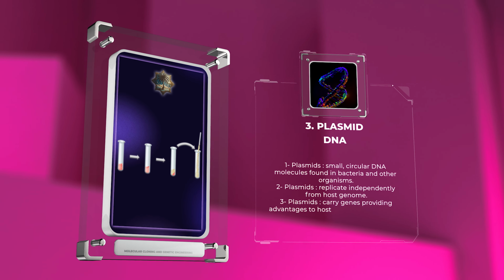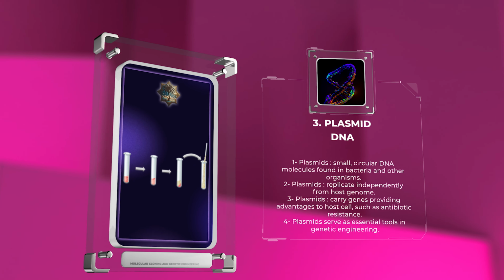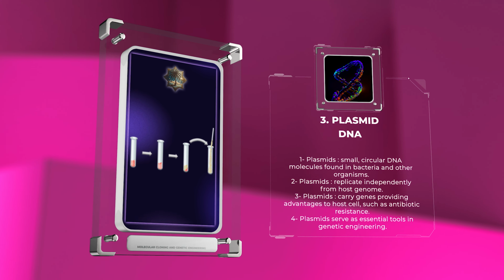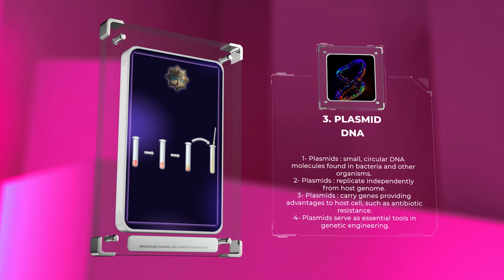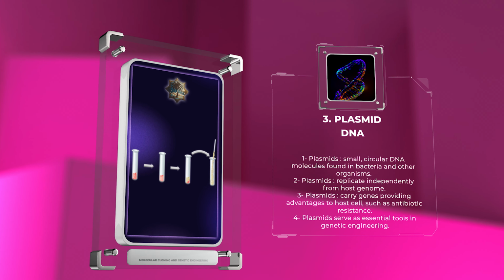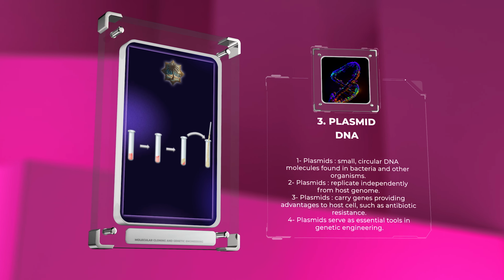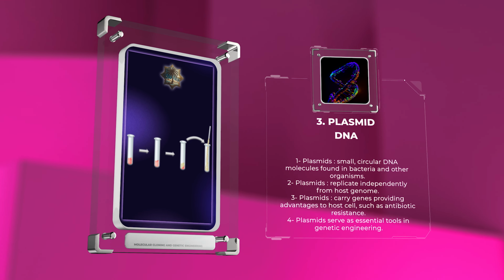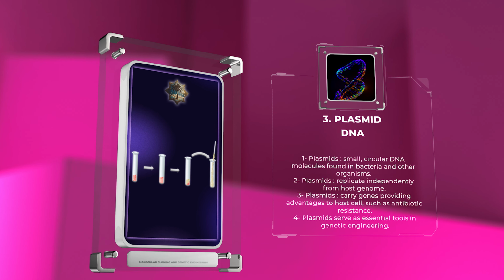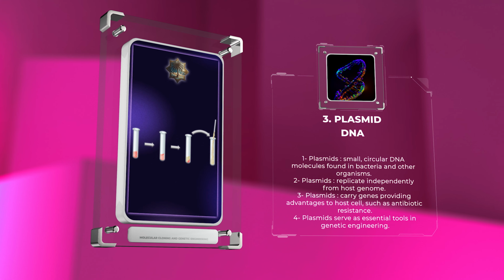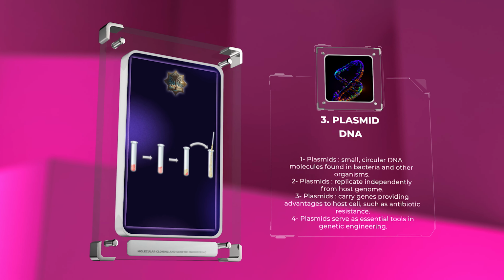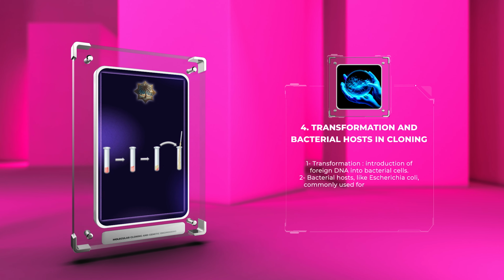Next, let's delve into the world of plasmid DNA. Plasmids are small, circular DNA molecules found in bacteria and other organisms. They can replicate independently from the host genome and carry genes that provide advantages to the host cell, such as antibiotic resistance. In genetic engineering, plasmids serve as essential tools for the insertion, amplification, and expression of foreign DNA fragments. Researchers can manipulate plasmids to include specific DNA sequences, making them ideal for the production of recombinant proteins or the study of gene function.